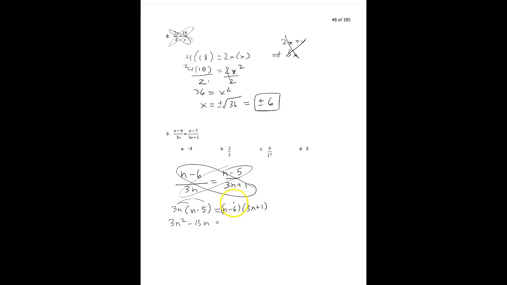And then here we have to do FOIL. So n times 3n is 3n squared. Do the outer here now. n goes with 1, so that's plus n. The inner, minus 18n. Now we just have a bunch of terms to collect here. We can see that we have 3n squared on both sides. So if I subtract 3n squared from both sides, those will go away. I'm just going to do that first, actually, right here.